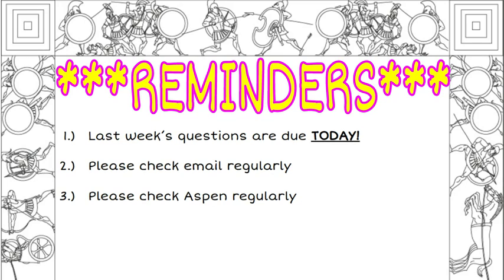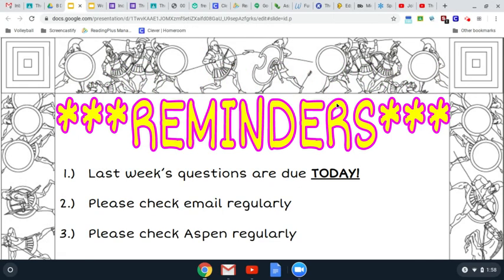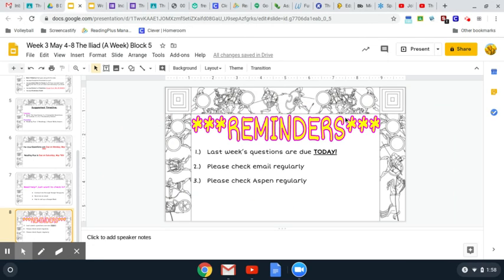Also, please make sure you check Aspen regularly so you know how you're doing in the fourth marking period. If you are unable to access Aspen, go ahead and reach out to me in Google Hangout or through an email, and I'll be happy to share your grade with you, give you an update of assignments that you need to complete or anything that you need to redo. You just have to reach out and let me know that you're curious about it.